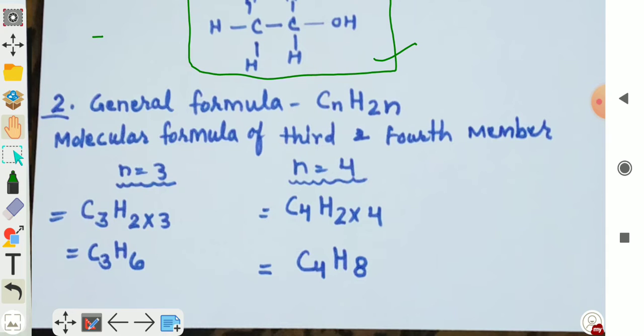So if you put the value in the general formula, n is the number of carbon atoms, value of n is 3, so you put n equal to 3. CnH2n means 2 multiplied by 3. We will get the formula C3H6. When we put the value of n equal to 4, then we will get C4H2 multiplied by 4, 2n. So we will get the formula C4H8. This is the fourth member of the series, and this one is the third member of the series.